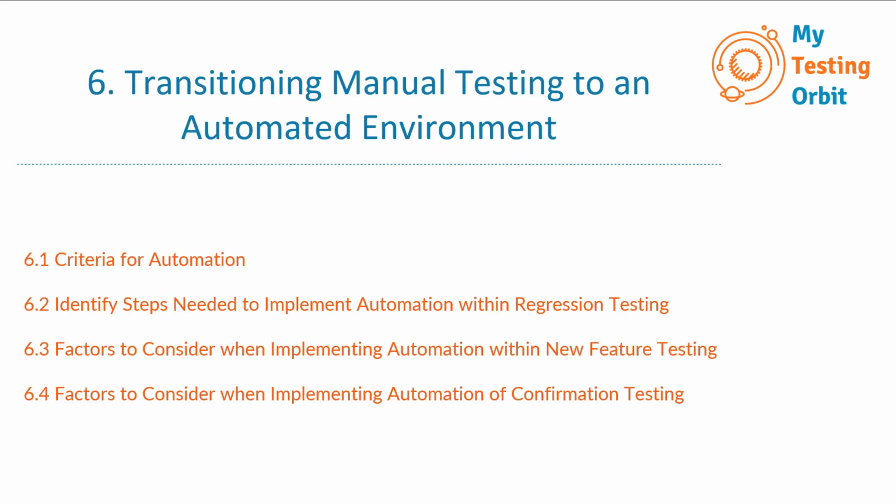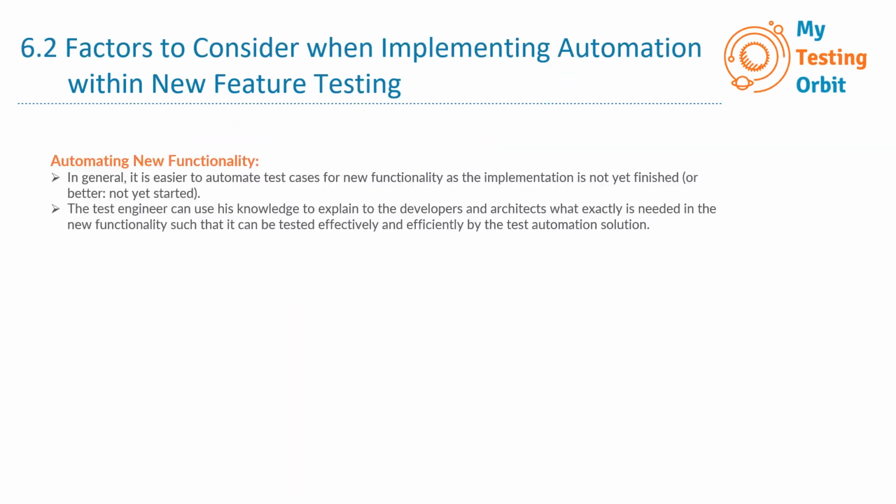In today's session, we will cover section 6.3, factors to consider when implementing automation within new feature testing. Let's start with automating new functionality.